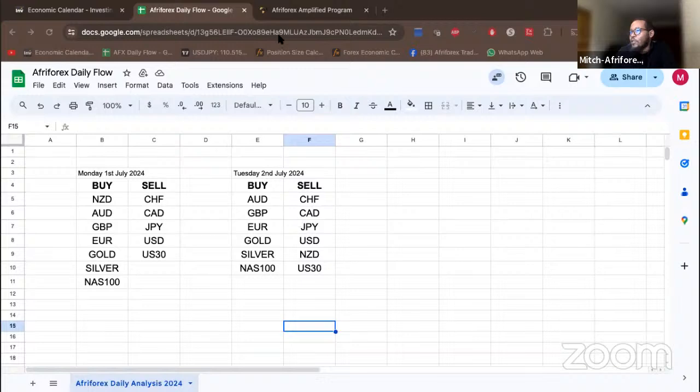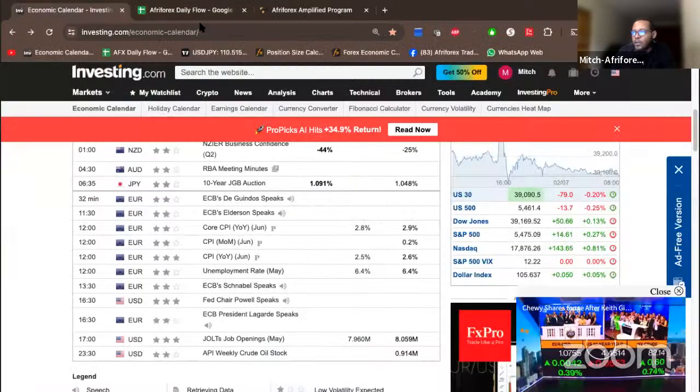Remember, this is our watch list today. Watch out for the euro fundamentals because there is a lot. So do take note of that.